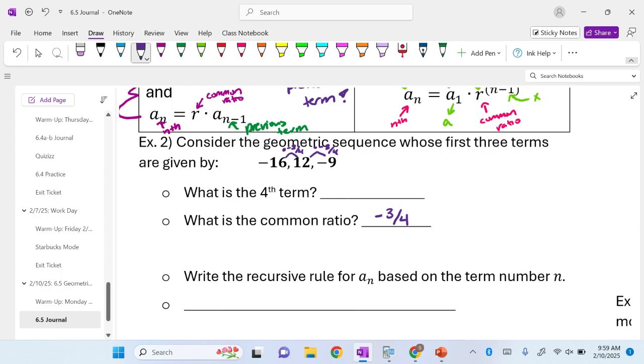And again, if you don't know what you're multiplying by because it may just be a weird fraction, do the second term divided by the first term. That'll give you negative 3/4. Then to check yourself, do the third term divided by the second term. Still gives you negative 3/4 if you simplify those two fractions down. All right, that's the easiest way to figure it out.